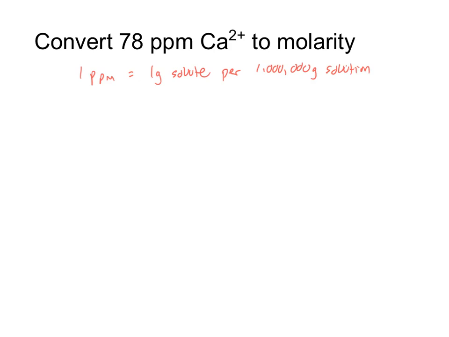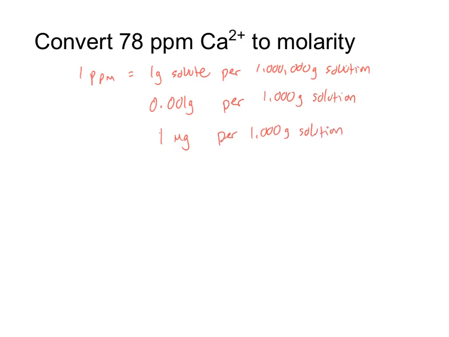And so, let's scale this by a little bit. Let's divide both sides here by 1,000. And so I would have 0.001 grams of my solute per 1,000 grams of solution. Or I would have 1 milligram of solute per 1,000 grams of solution.